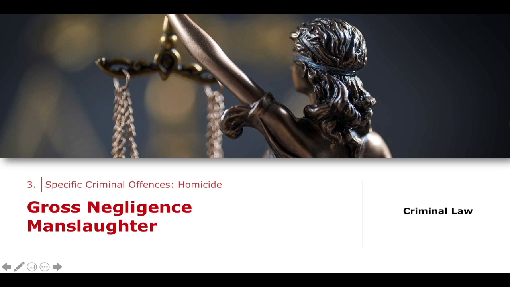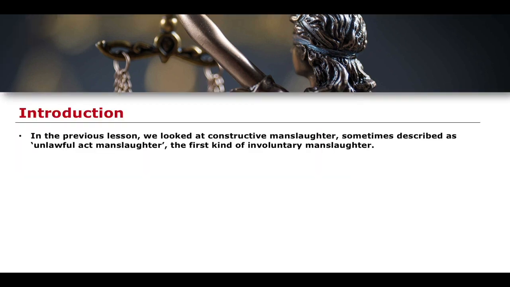We're going to continue to talk about various different homicide offences in this lesson, focusing on the idea of gross negligence manslaughter. So we've been spending some time over the last few lessons talking about the different kinds of manslaughter, mainly described as voluntary manslaughter. For example, we looked in the previous lessons at voluntary manslaughter by way of diminished responsibility, and then also through the concept of the loss of control.